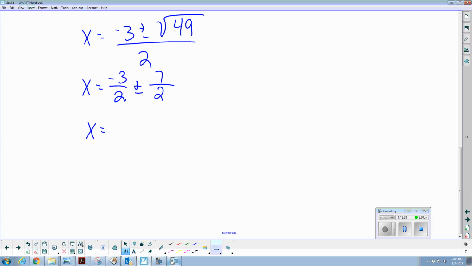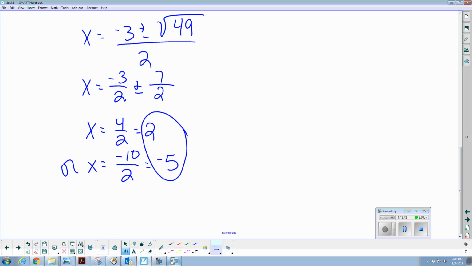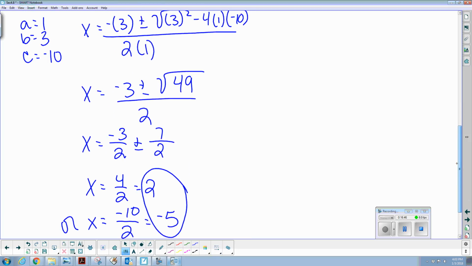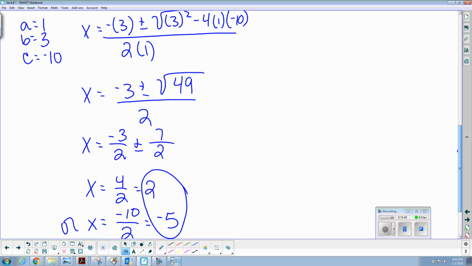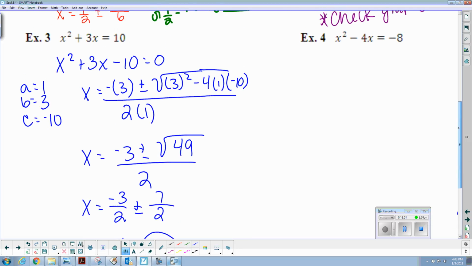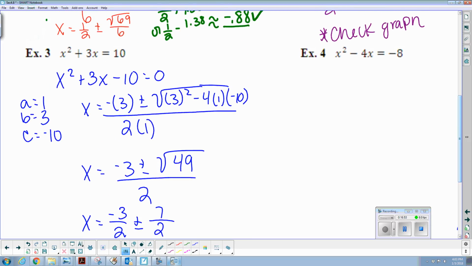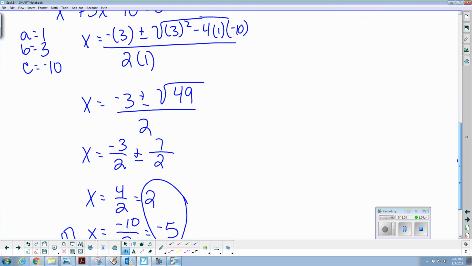So negative 3 plus 7 is 4 over 2, which is 2. Or x equals negative 3 minus 7, which is negative 10 over 2, which is negative 5. So here are our two solutions. And again, if you graph that, you will see those as solutions on your calculator. And again, that's just a way to double check. That's not how you solve the problem.